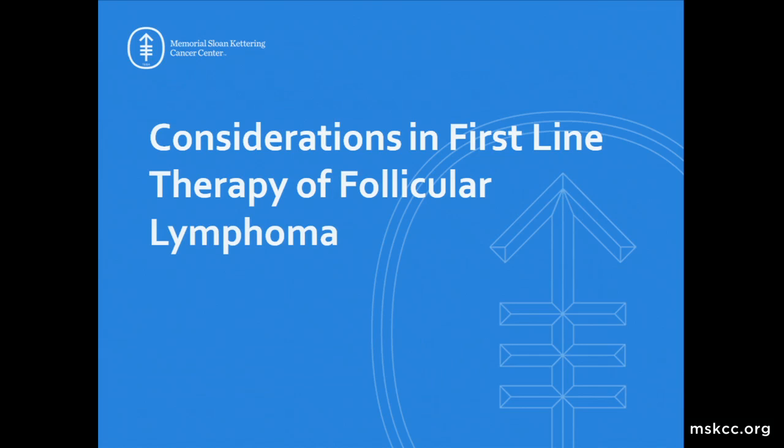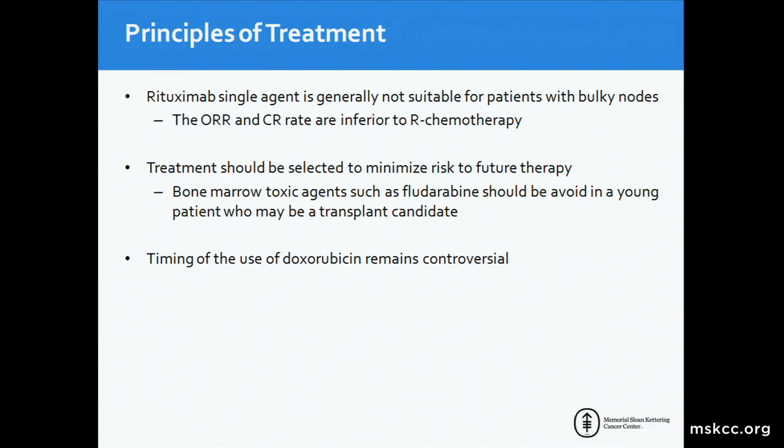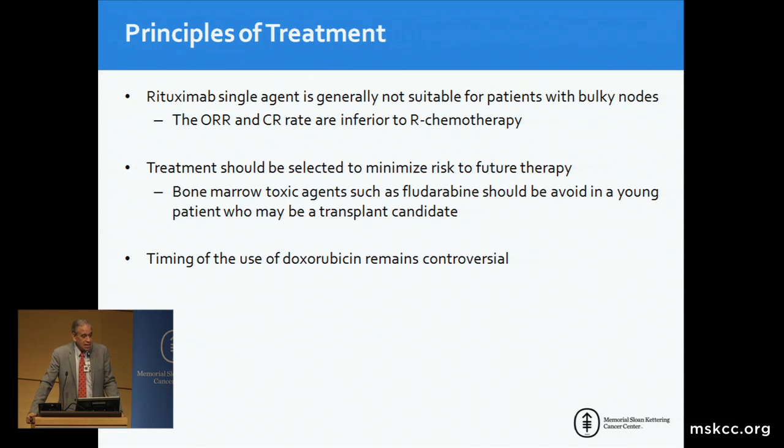So what about considerations for first-line therapy for patients who need treatment? So here, the principles that we agree on as a panel is that rituximab is a good treatment, but for bulky patients is not as good as chemoimmunotherapy. We want to select treatments in an order that minimizes risk to further treatment. So for instance, if you start with fludarabine and you're thinking, oh, I have a young patient, I might want to do a bone marrow transplant in the future, not a good idea because you probably won't be able to transplant that patient in the future.